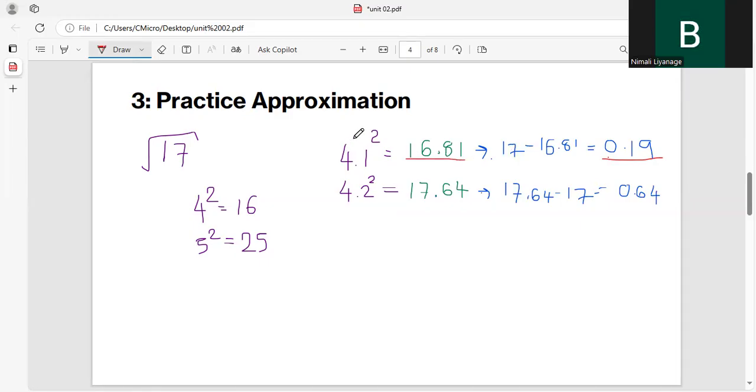That means the approximate square root of 17 is 4.1.